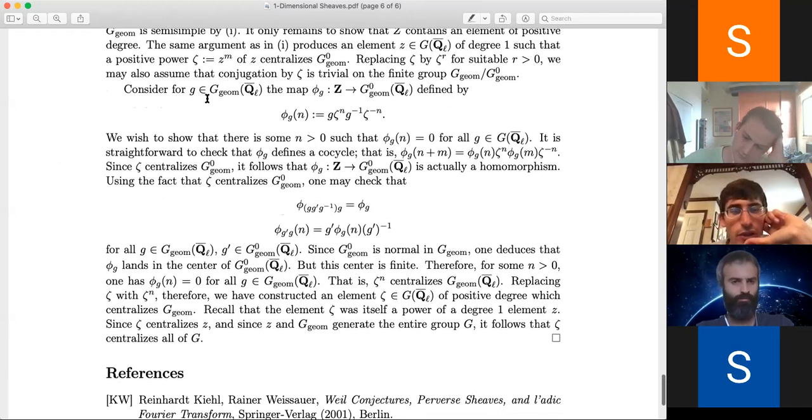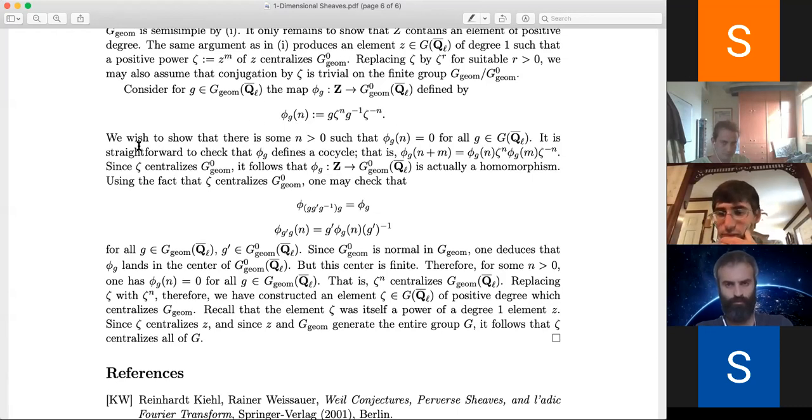And now we consider these weird maps. For G in the geometric monodromy, we have the map phi G from Z to the identity component of the geometric monodromy defined by phi G of n equals G zeta to the n G inverse zeta to the negative n. We want to show that there is some positive n such that phi G of n is trivial for all G in G geom, because that exactly says that zeta to the n centralizes G geom.